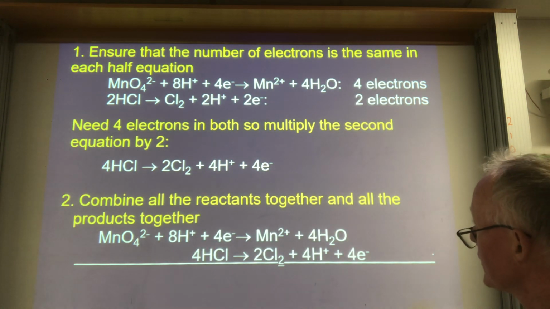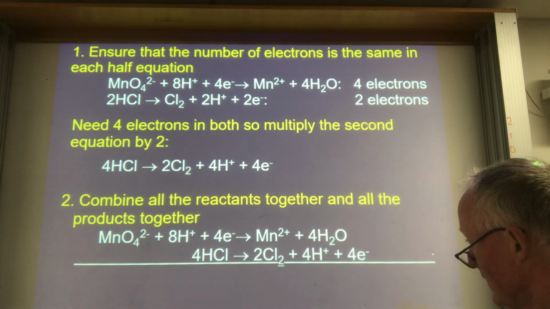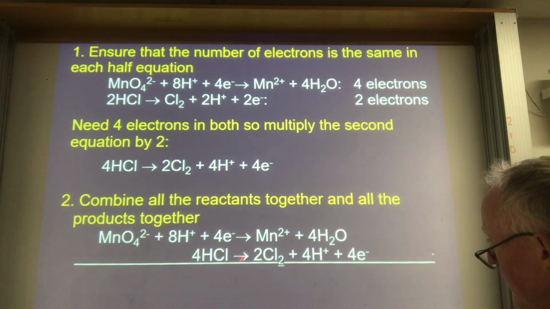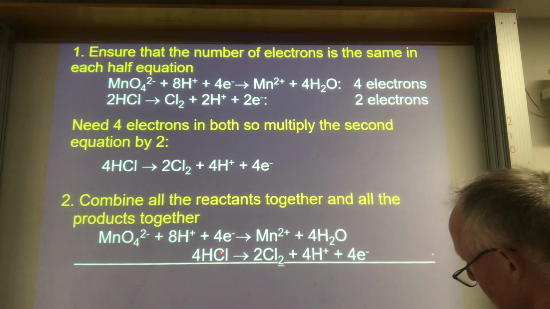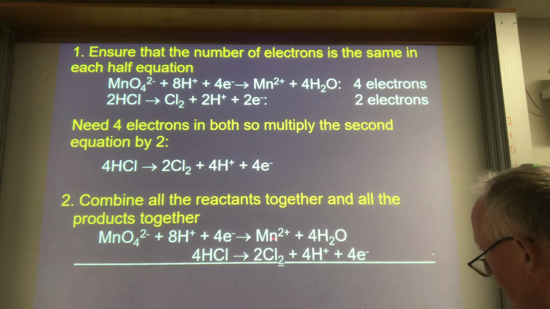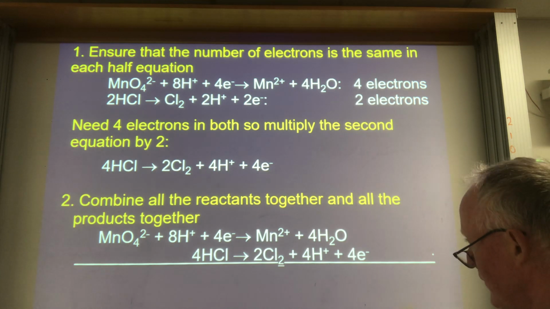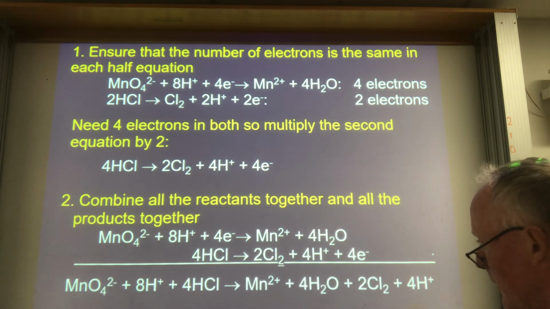Now we're going to combine the two half equations. Line them up with the arrows above each other so you get all the reactants on one side, all the products on the other. Electrons cancel out automatically because they have to. And we just chuck in everything else.